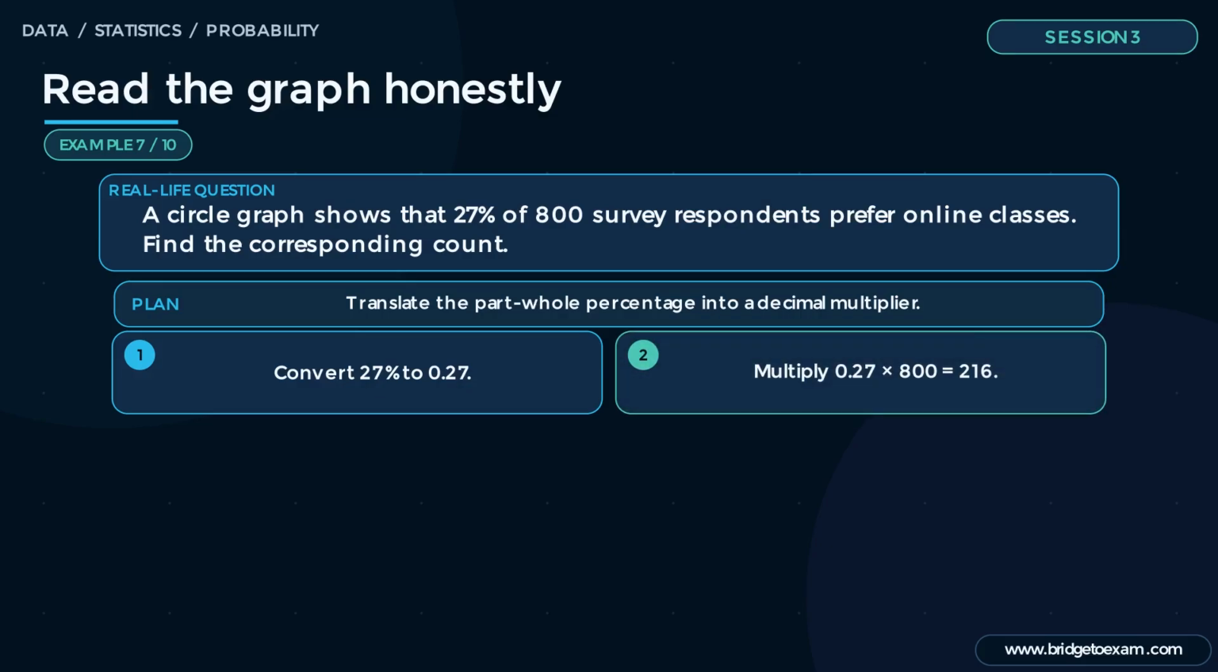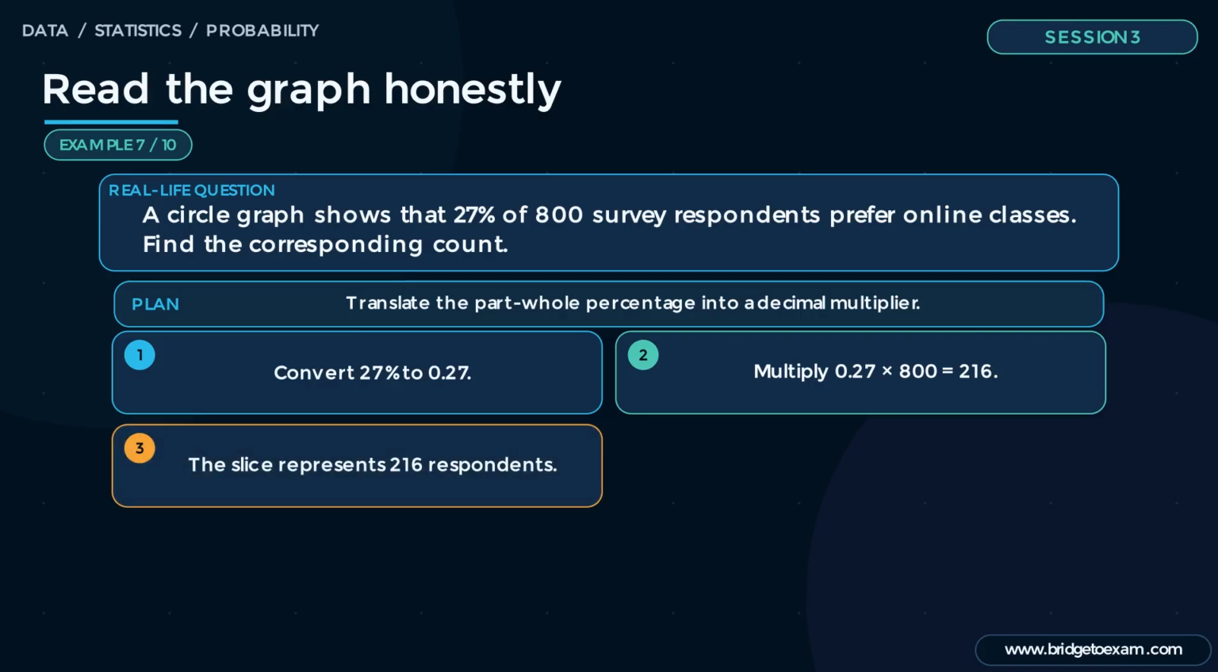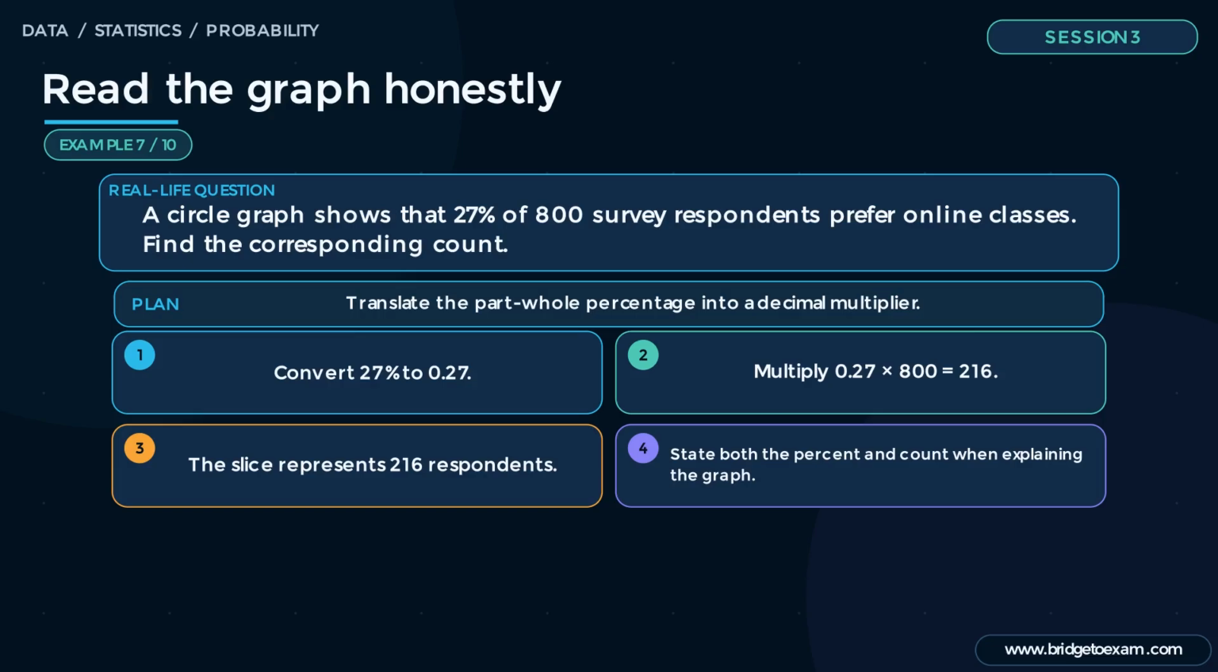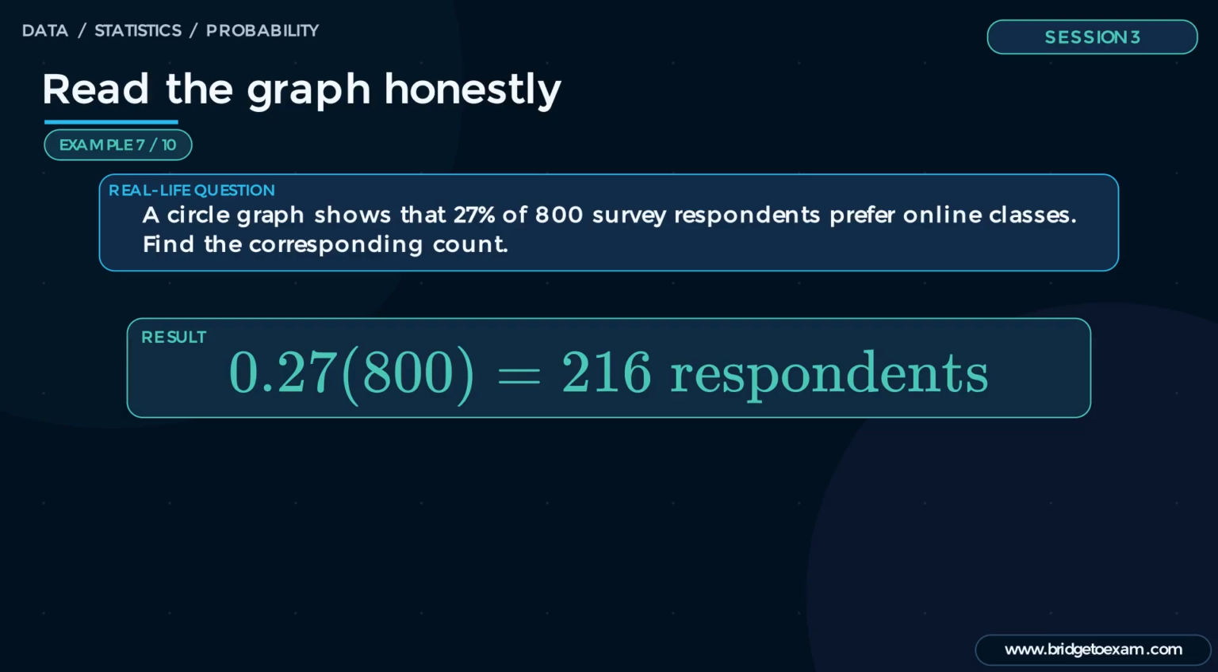Step 4. State both the percent and count when explaining the graph. Quick check. Since 25% of 800 is 200, a 27% result slightly above 200 is reasonable. This matters in real life because education planners convert preference shares into expected enrollment counts.